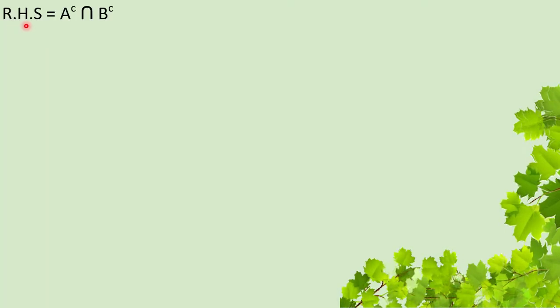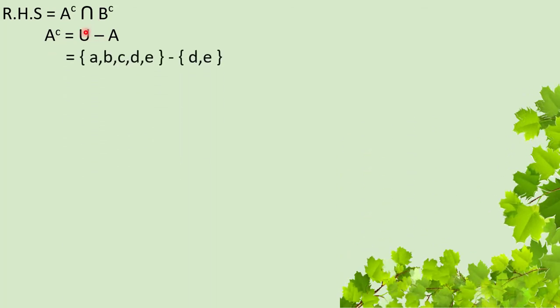Right hand side is given over here as, you can see that we have to find A complement intersection B complement. So firstly we'll find A complement, after that we'll find B complement, and then we'll take intersection of A complement and B complement. Now A complement is given over here as, in which you have to take difference of these two sets.